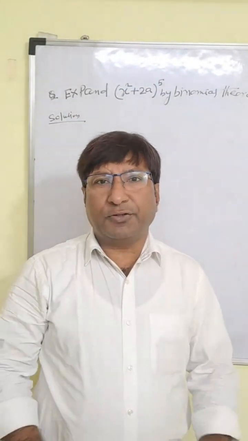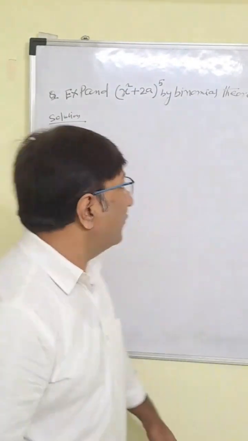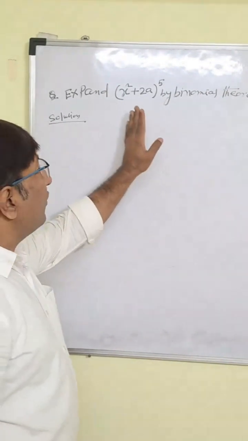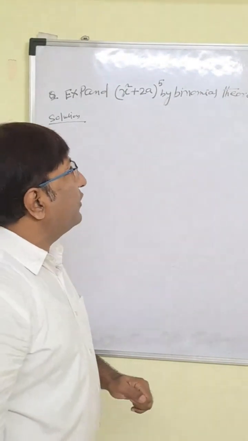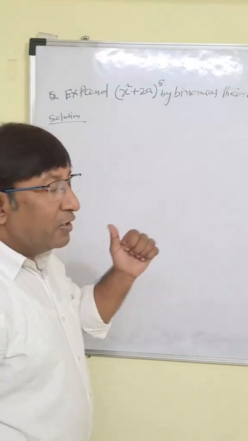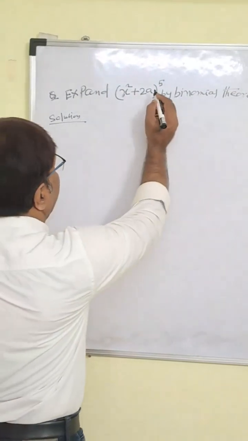Most important question of binomial theorem. Let us see the question. Expand (x² + 2a)⁵ by binomial theorem. So what is the simple technique? Here n is 5.